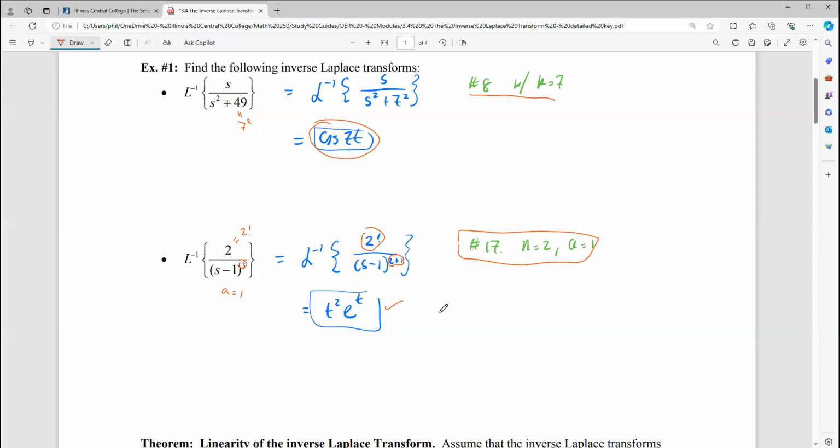Again, refer to your Laplace transform table. These are a little awkward and tricky at first, but if you see enough of them, it does become something you recognize a little more easily. So these two are fairly straightforward.